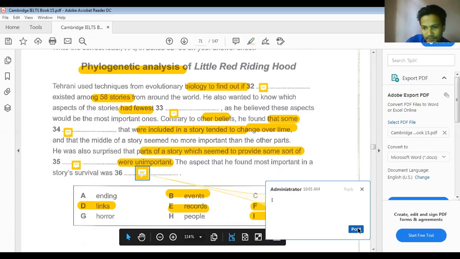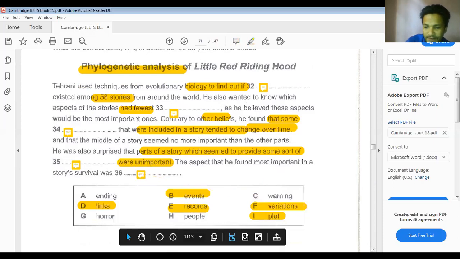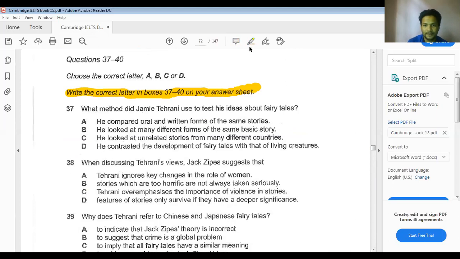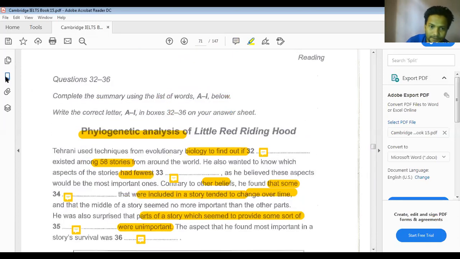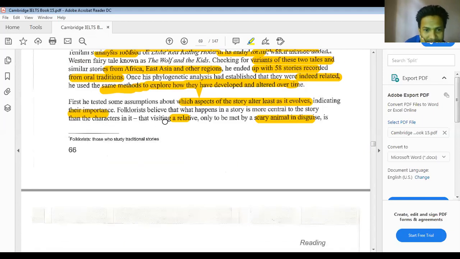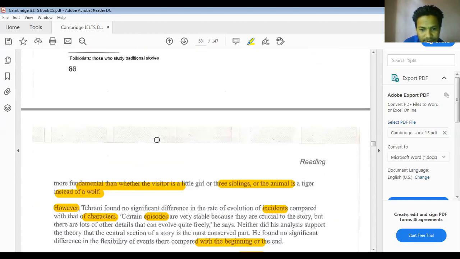Okay, we'll be checking. No matter if we make one or two mistakes, 4, 5 mistakes, if we get band 7 above, we can really crack IELTS. What method did Jamie Tehrani use to test his ideas about fairy tales? Oh, this method was already here. Above, we read the answer. We got the answer here. Okay, what was the method? He used the same method to explore how they have developed and altered over time, and some assumption about which aspect of the story is indicating importance. Folklorists believe that what happens in the story is more central to the story.